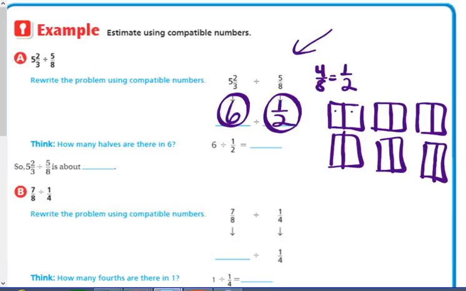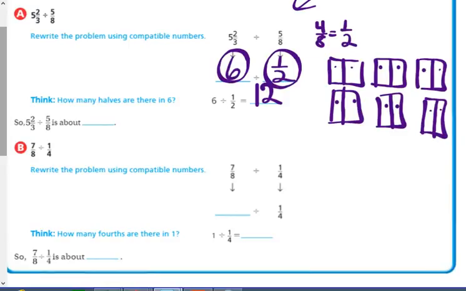So that'd be 1, 2, 3, 4, 5, 6, 7, 8, 9, 10, 11, 12. So 6 divided by a half would be 12. So when we actually divide in tomorrow's lesson, 5 2/3 divided by 5/8, our answer should be around 12.